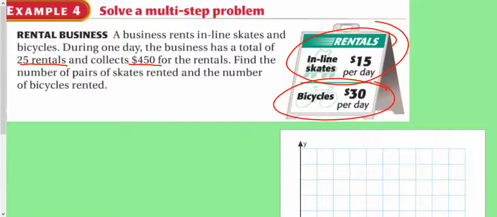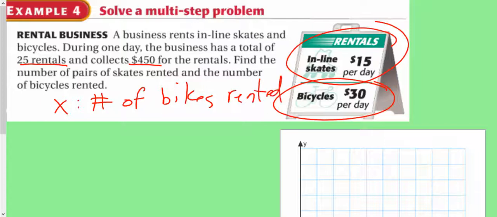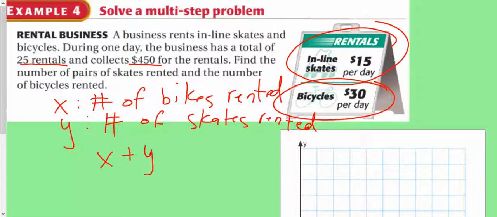So you can let x be the number of bikes rented. What I'm doing is defining my variables right now, so I know what they are. And y is the number of skates rented. It doesn't matter which one you choose for x and y, we're going to get the same answer. The first equation is really easy, but it's kind of difficult sometimes for students. There were 25 total rentals. So if I take the number of skates and add it to the number of bikes rented, I get 25 total rentals.